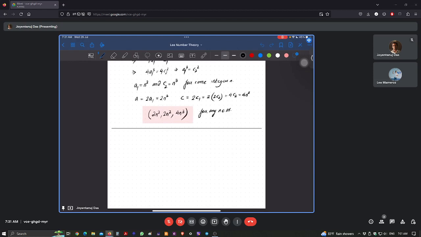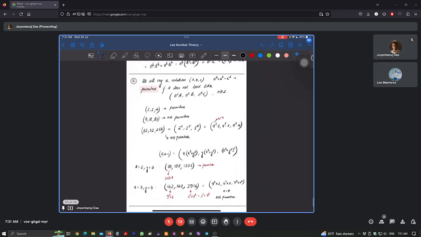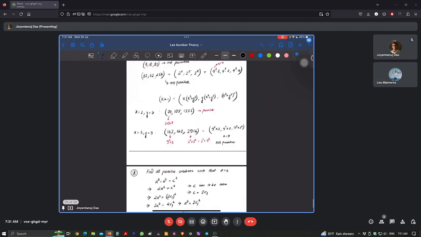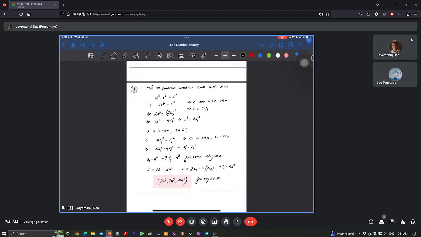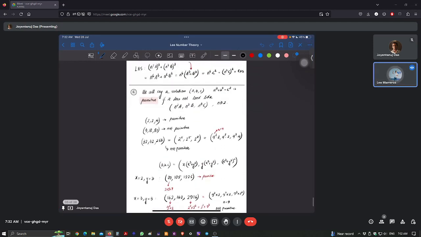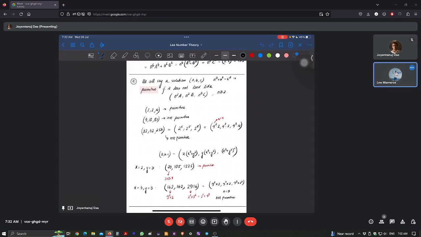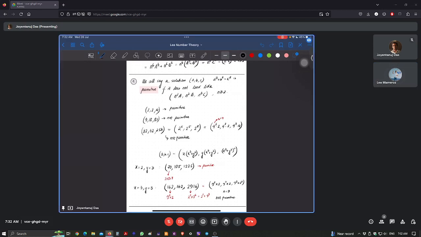Okay, so the definition of primitive solution, what we said is that it does not look like this: n square, n cube. So actually, we cannot use 2n square, 4n cube. That is not a primitive solution. So how should we do that?